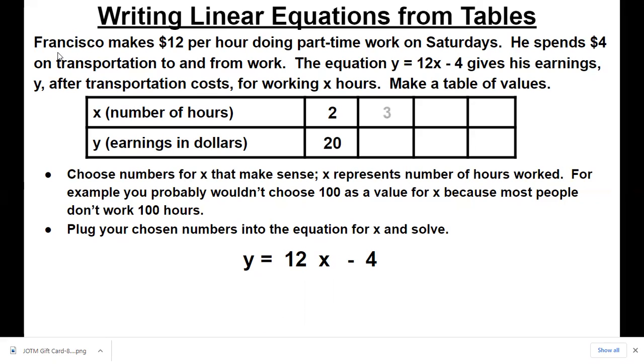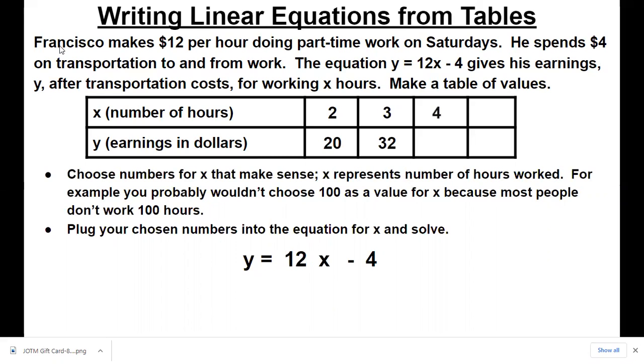Let's pick another number. Let's say he works 3 hours. We're going to plug the 3 in for x. 12 times 3 is 36, minus the $4 for gas. He's going to make $32. So that's going to go in our y value for our table.